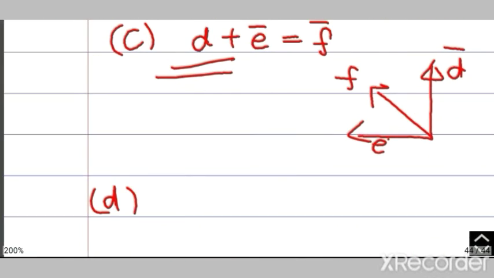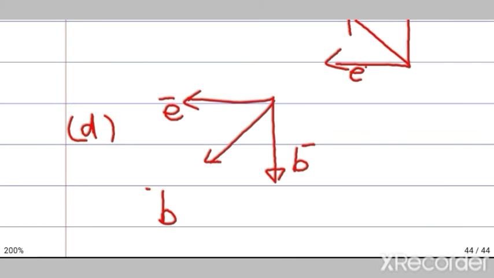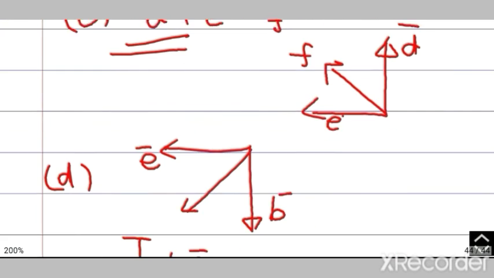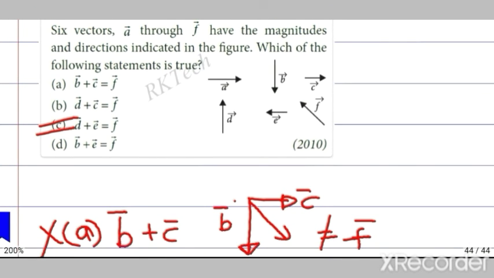D is given that B plus E, so B plus E is not equal to F, we can clearly see it. So it's not what we want, it's not our answer. So the correct answer is C.